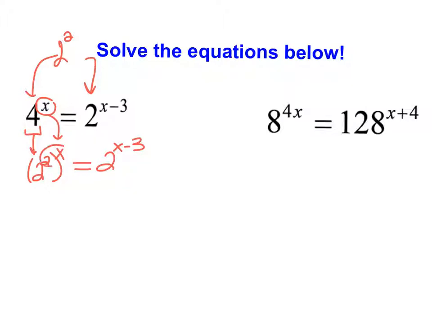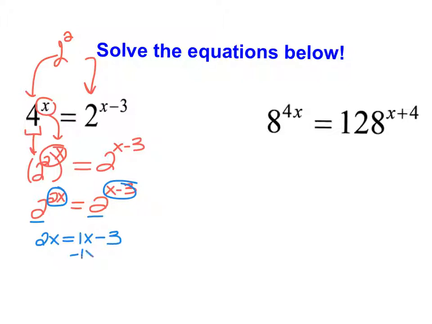Now I know here is the powers to powers rule. So this really becomes 2 to the power of 2x is equal to 2 to the power of x minus 3. So now that I have the exact same base, I can set these equal. So here I have 2x is equal to 1x minus 3. Well, if I subtract 1x from each side, I end up with x is equal to negative 3.